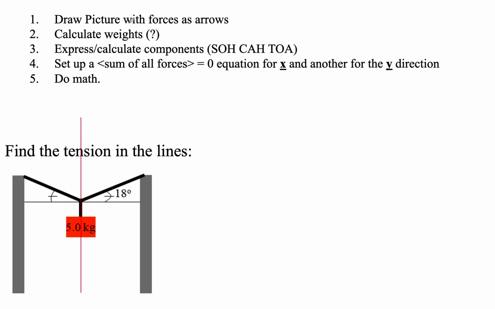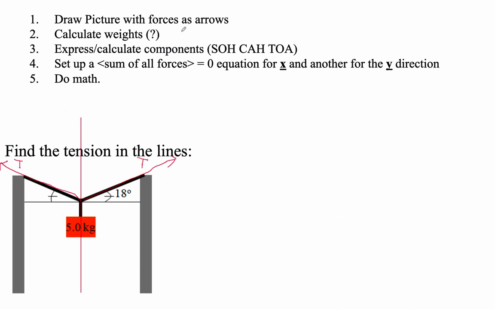Let's draw pictures with forces as arrows. So we've got the force of the tension like this. All right, you try to draw a straight line. Whoa, there it is, right? And these are the same. I'm going to call that T and T, because of the symmetry, they are the same force.